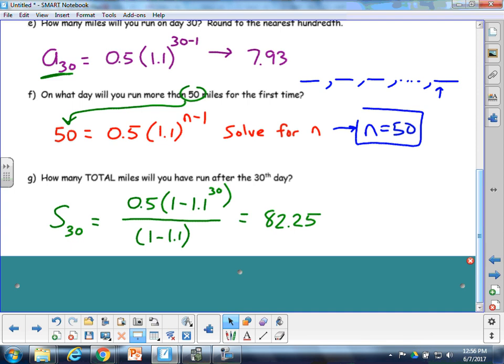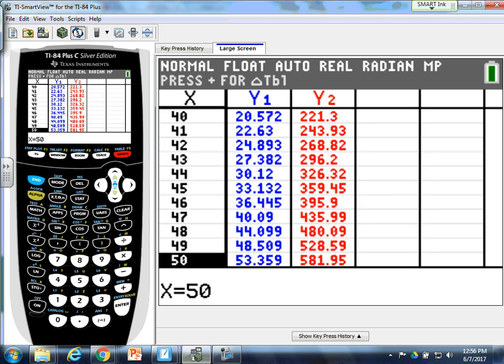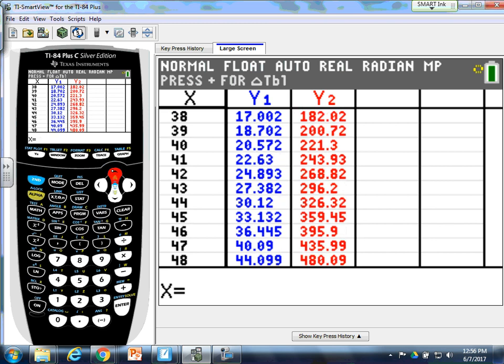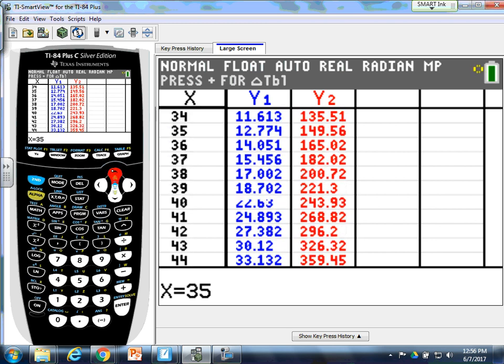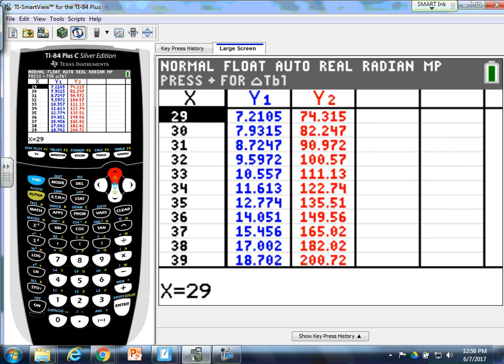Another way to do that one using the calculator is, if you notice what I put in Y2 here, that formula that I just used: A1 times 1 minus r to the x all over 1 minus r. So what Y2 shows me, these red numbers here, is the sum, the cumulative amount ran, where x is the number of days. We were talking about 30 days. If you notice right here, this is going to verify that the sum was around 82.247.